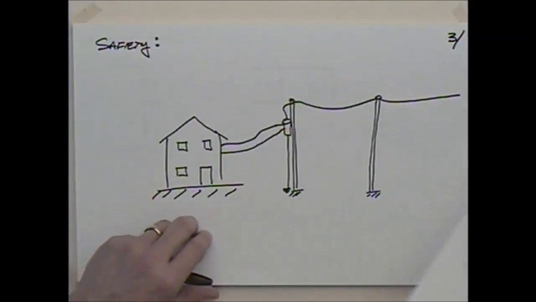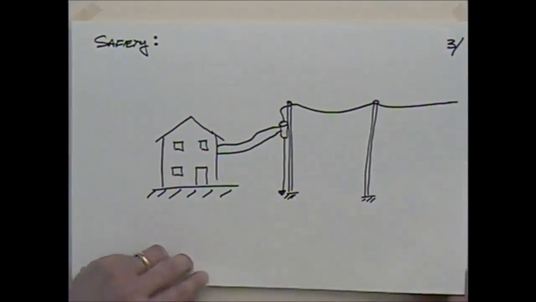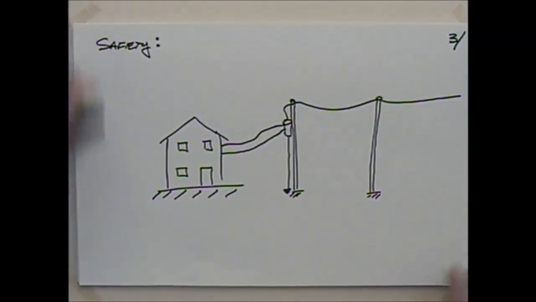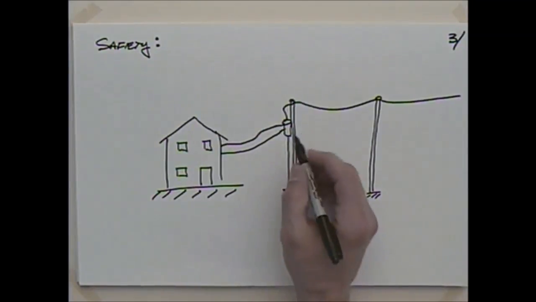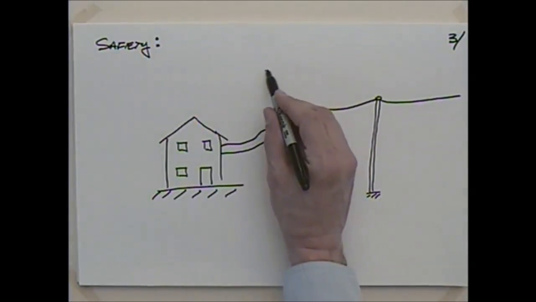Let's finish up our discussion on mutual inductance with safety. Okay, so we have a situation here where we've got your house, or a house, 2-story house there apparently, and it's got the transformer. So there's our transformer here.